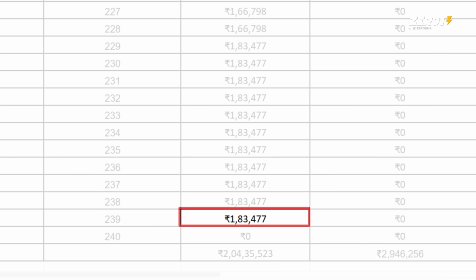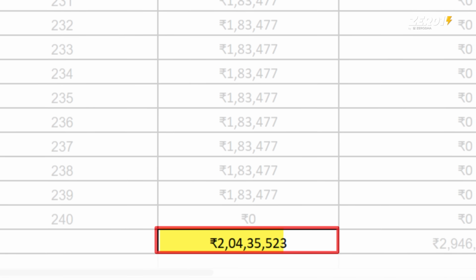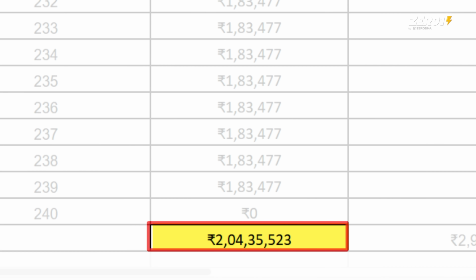And when I add all this rent up, it becomes 2.04 crore rupees. Wow. So maybe your mom and dad were right. You're paying so much of rent, you might as well buy a house. You paid 2 crores in just rent over the last 20 years.